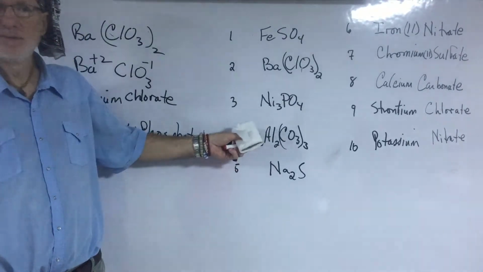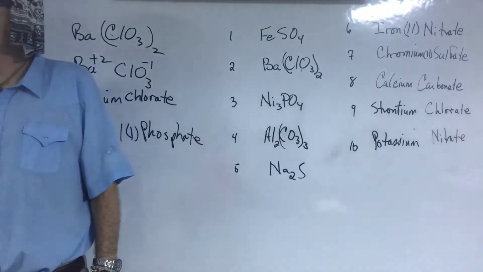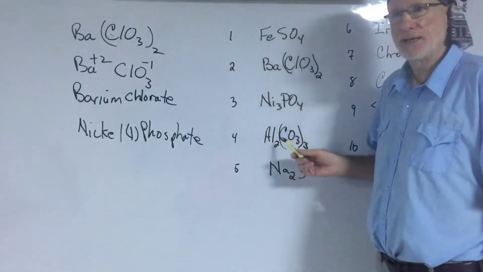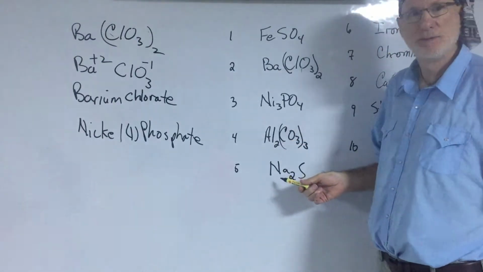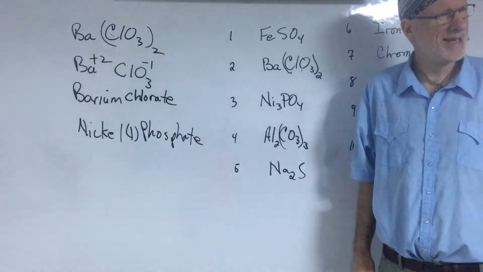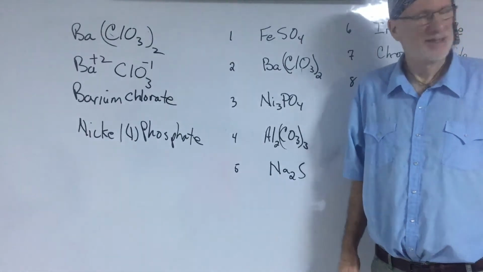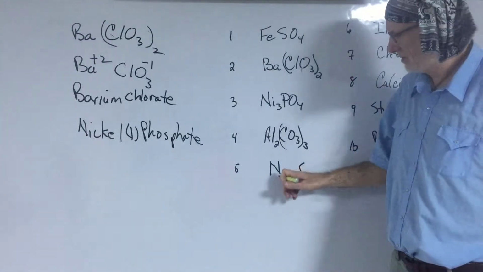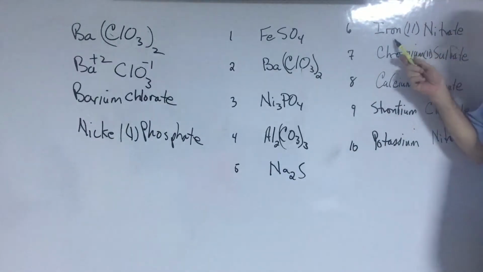What's this? Just call it out. Aluminum carbonate. Aluminum is group 13, so you don't need the Roman numeral. Aluminum carbonate. How about this one? What did you say? Sodium sulfide. Is that what you said? Yeah, you're right. Sodium sulfide. Sodium is a group 1. All right, what's this?